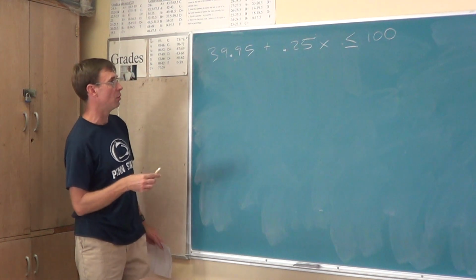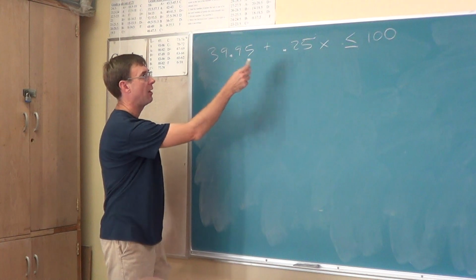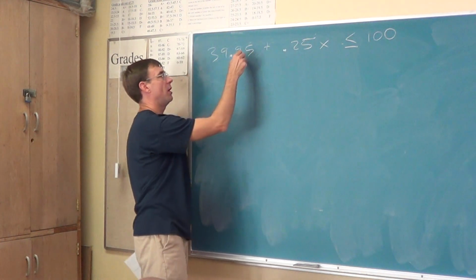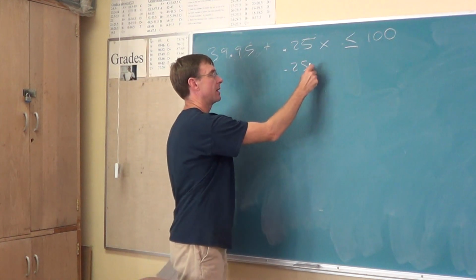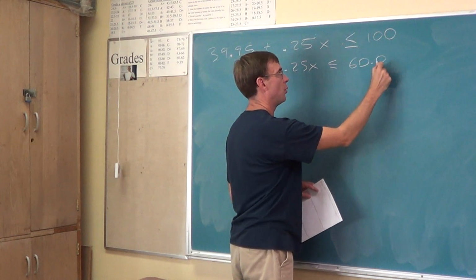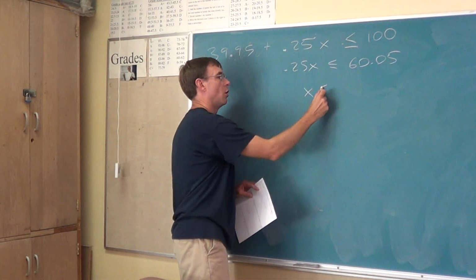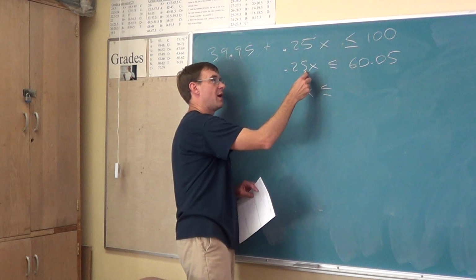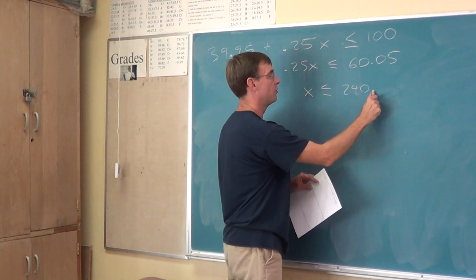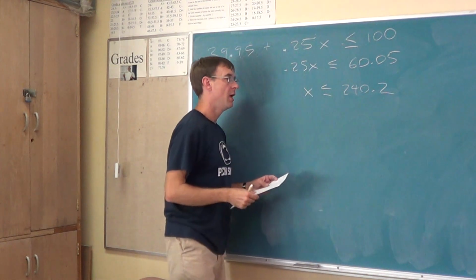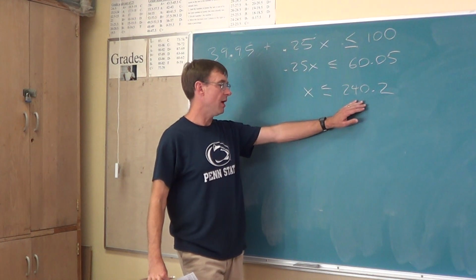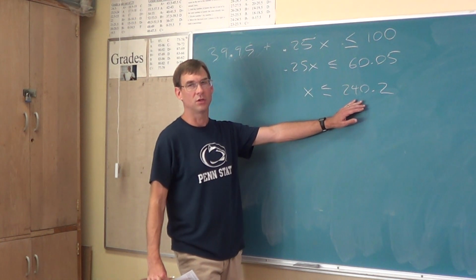Solving this, we just do what we've been doing all along. We're going to now do some opposites. We want to add or subtract first, so I'll subtract this number to get 0.25x less than or equal to 60.05. We're going to divide by this number, divide by the 0.25, so grab a calculator and that comes out to 240.2.